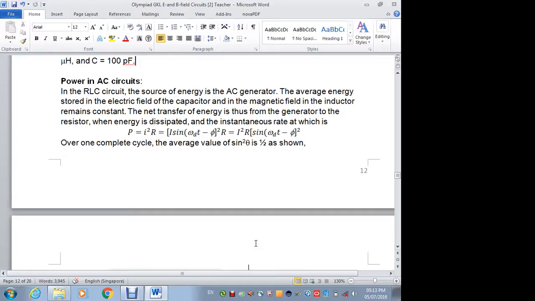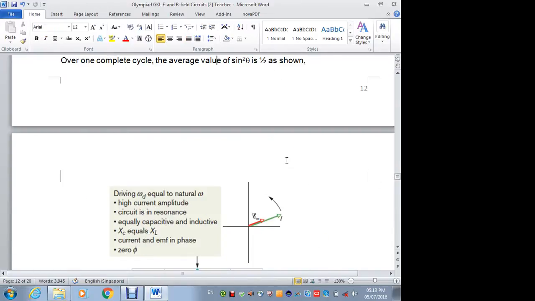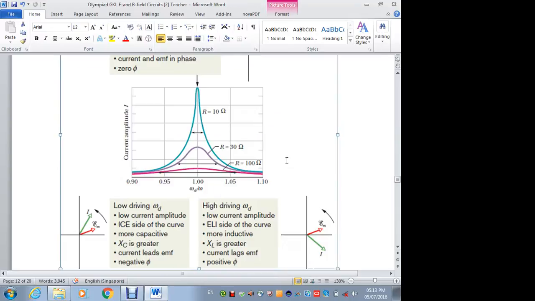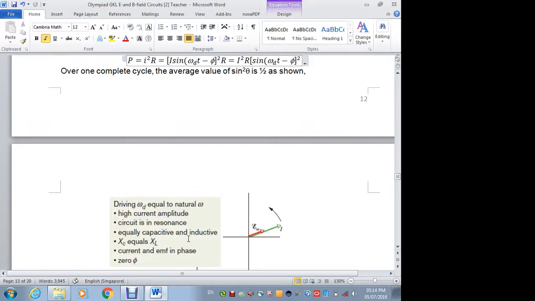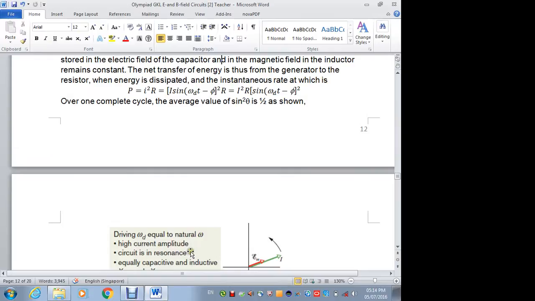Now, regardless of whatever, over one complete cycle the average value of sine squared is half. So overall, the power dissipated will be half I squared R. Now, what do you mean by this? Sine square theta means this term, there's a sine square theta term here.